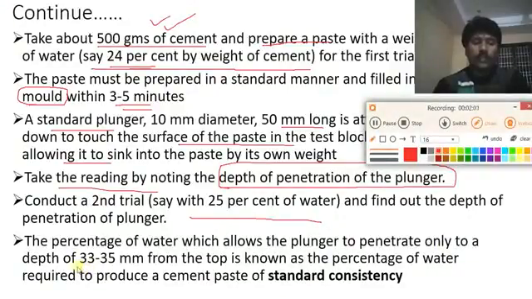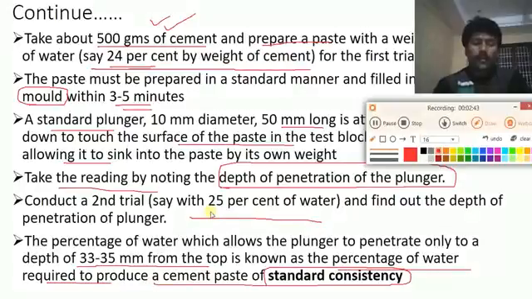If the depth of penetration is 33 to 35 from the top of the mold, then stop the experiment, and the water content which is added to get the 33 to 35 depth of penetration is the percentage of the water that is required to produce the cement paste of standard consistency. If you are not getting it in trial 2, you need to go with trial 3, again increasing one more percentage of the water, let us say 26 percentage.